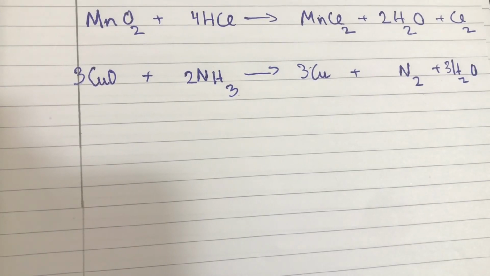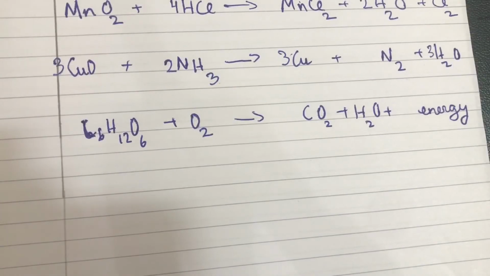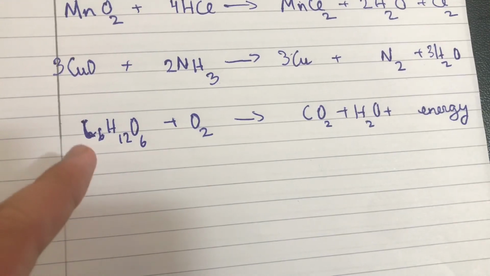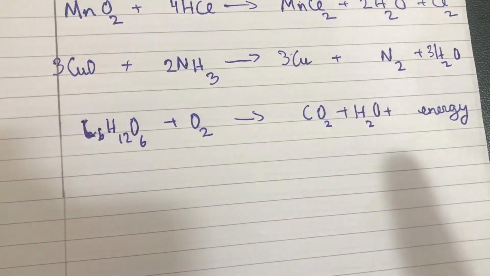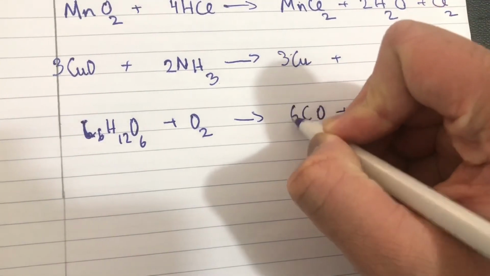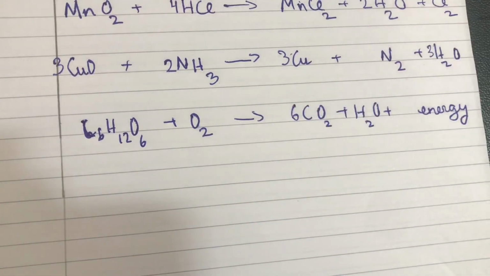Let's do another one. Here there is no metal. So let's start with non-metals. So carbon, there is 6 on the left hand side and 1 on the right hand side. So to balance it, let's add a 6 here. Now let's go to oxygen.